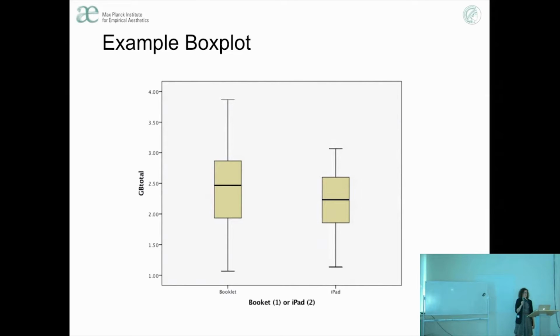Which group scored higher on transportation? Sorry, I didn't hear anybody respond. Booklet, yes. So you can see that because this line is higher than this line, obviously the box is also a little bit higher. It's not a big difference. We'll see later on that I run a t-test on this specific example, and then we'll see whether this difference would be significant enough to say that there's really a difference between these two groups.